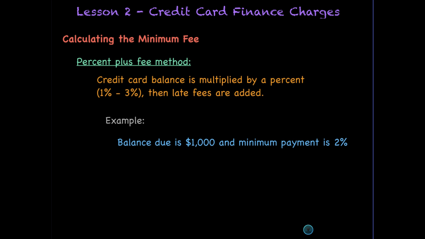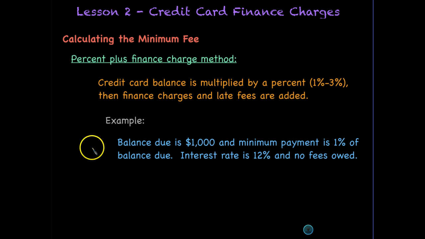So let's do an example. Say you have a balance due of $1,000 and your minimum payment is 2%. Well, you would just take the $1,000 and multiply that by 2% as a decimal, and you would get $20. So your minimum monthly payment would then be $20. As long as you continue to just make the minimum monthly payment and add no more new purchases, you would eventually pay off the balance due. But you can see that it would take an awfully long time if you only made the minimum payment.